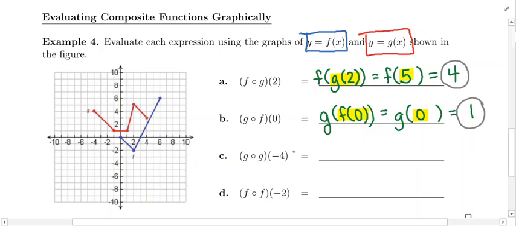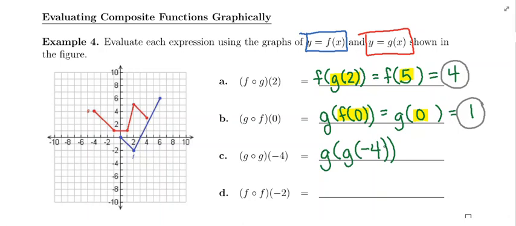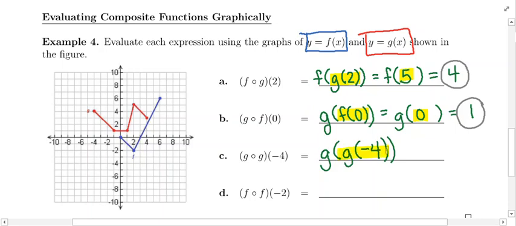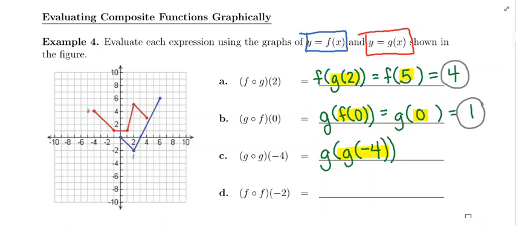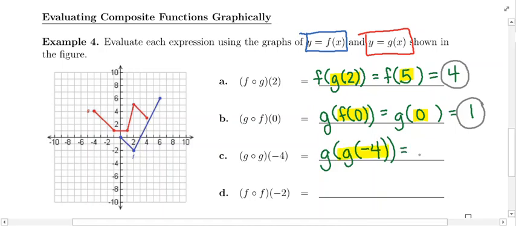Next, g of negative 4. We're going to write this as g of negative 4. g is both the inside function and the outside function, so we're only going to be using the red graph in this example. We are going to start inside the parentheses, looking at g of negative 4. We're going to keep the outside function as g, and we're going to try to figure out what g of negative 4 is.